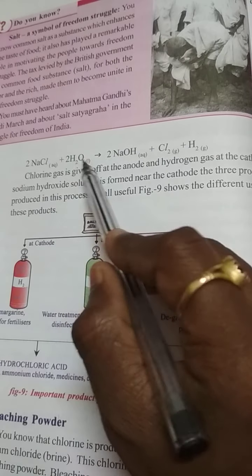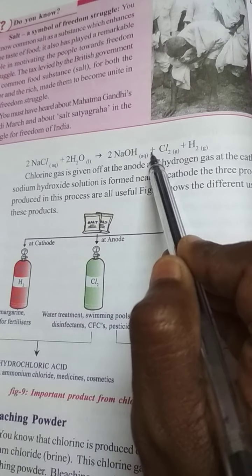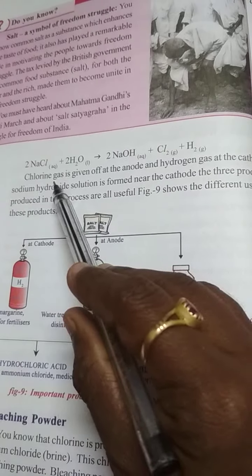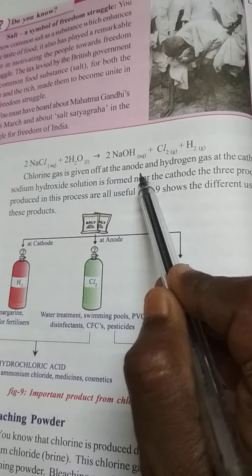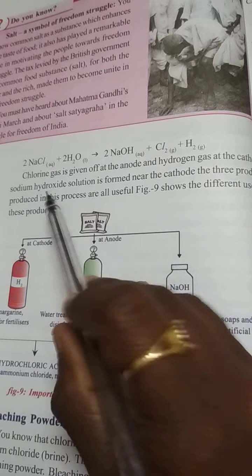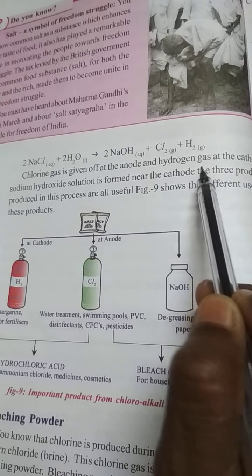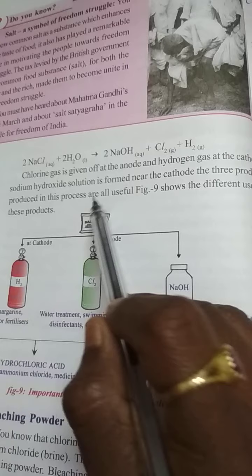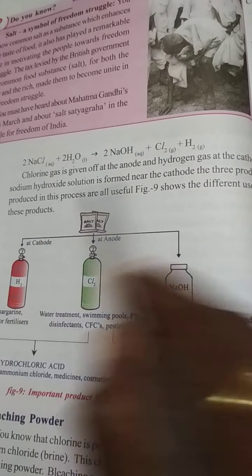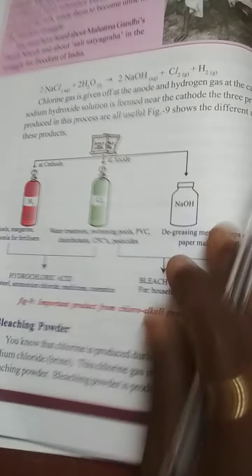2 NaCl plus 2 H2O gives 2 NaOH plus chlorine plus hydrogen. Chlorine gas is given off at the anode and hydrogen gas at the cathode. Sodium hydroxide solution is formed near the cathode. The three products produced in the process are useful.